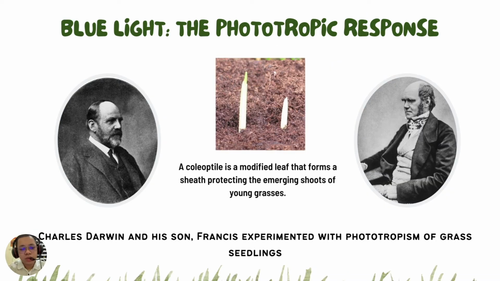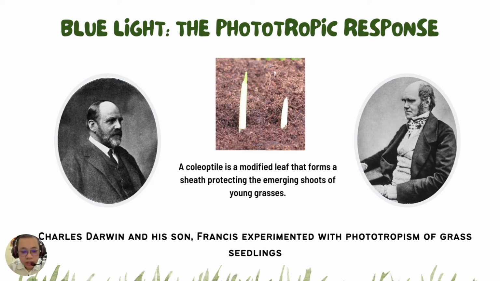So now we have the blue light. We are going to discuss the three lights here: the blue light, the red light, and the far red light. The blue light is the phototropic response. I think you are familiar with Charles Darwin. In his experiments, they studied phototropism of grass seedlings.